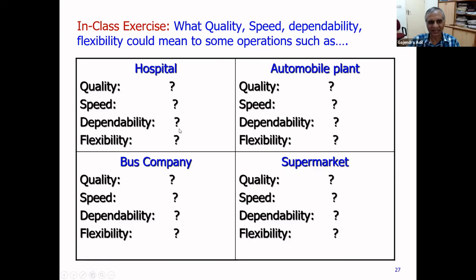Dependability is just the time. Basically, you have an appointment, you honor whatever they say in terms of time. So don't treat it that the hospital says they will provide you this kind of thing and they did not provide it. We don't put that in dependability, we put that in quality. That's how we are defining it. So dependability is only the time element.